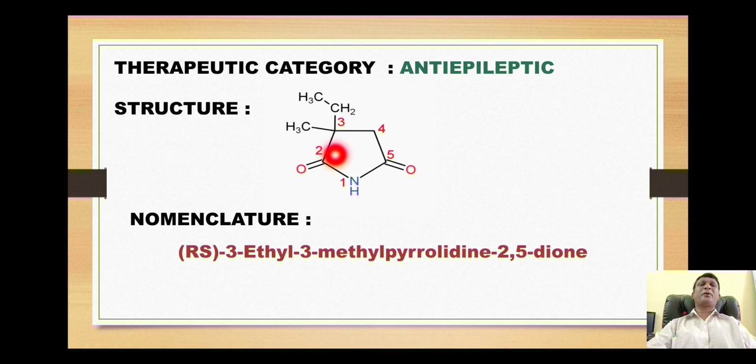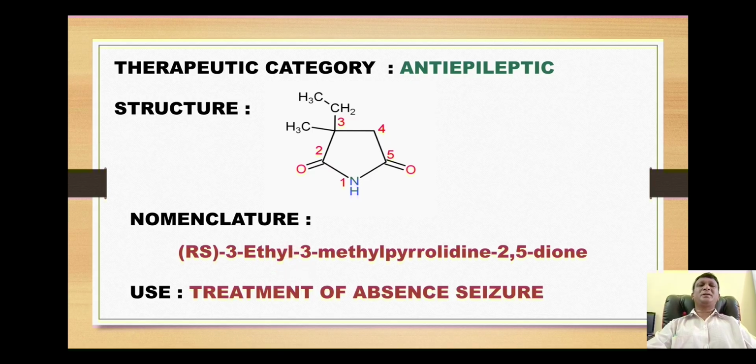The carbon number 3 is attached with 4 different groups, 1, 2, 3 and this will be 4. So it is a chiral carbon, that's why ethosuximide exists in 2 isomeric forms, that is capital R and capital S. The therapeutically employed ethosuximide is a racemic mixture. That's why we include this prefix capital R and capital S in the IUPAC name of this compound. Ethosuximide is used for treatment of absence seizure.